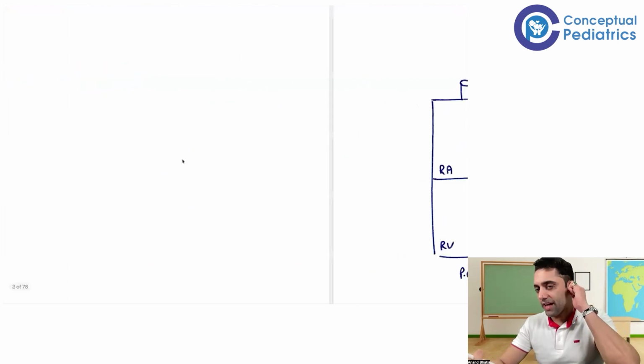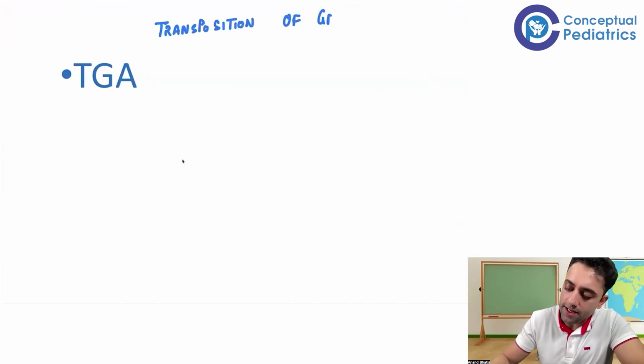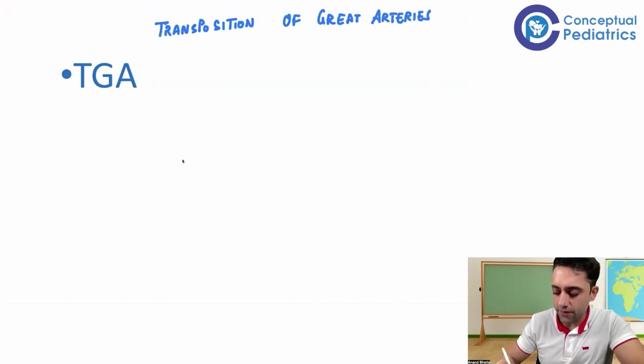So TGA, exam entrance question number 1. What is TGA? TGA is nothing but transposition of the great arteries. What great arteries are we talking about?